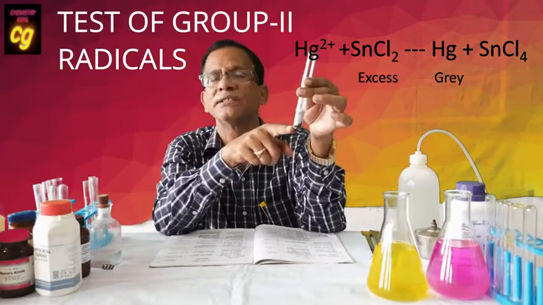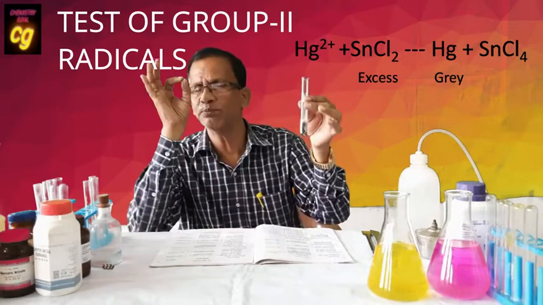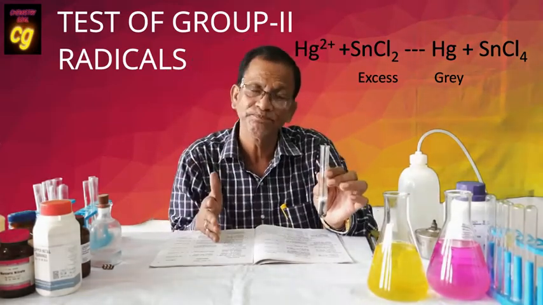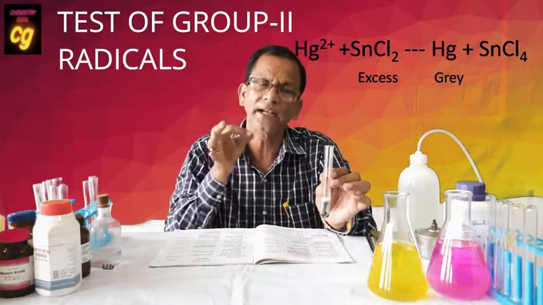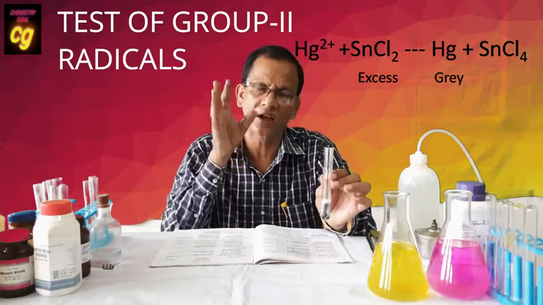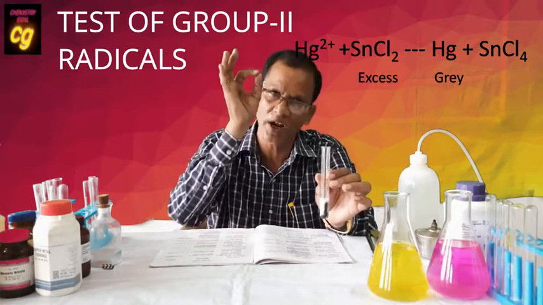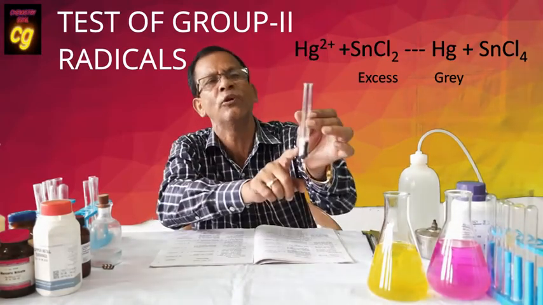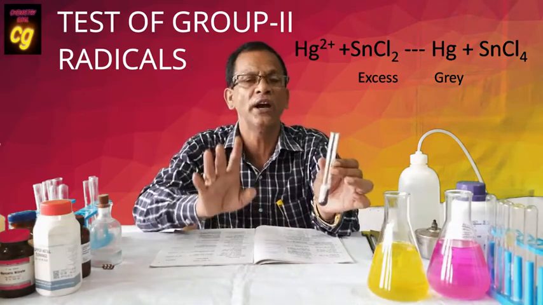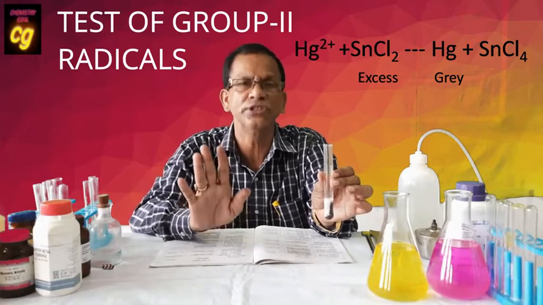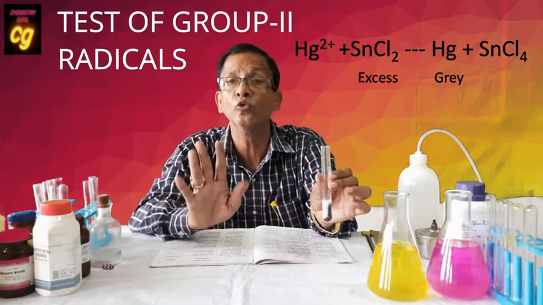That's a black mass produced. So this is the very important identification of mercuric ion. Again I am repeating, if you add Sn2+, that is stannous chloride, to Hg2+, what happens? First a white precipitate is produced. You see the white precipitate appearing. This white precipitate is the formation of Hg2Cl2 from Hg2+.